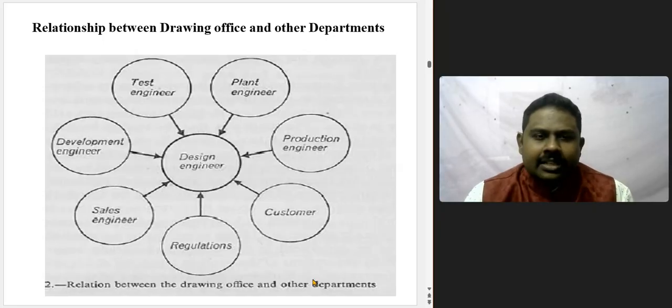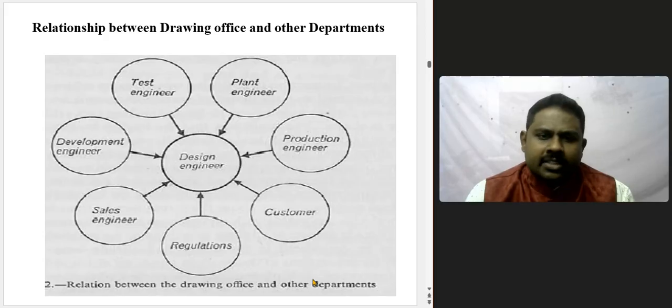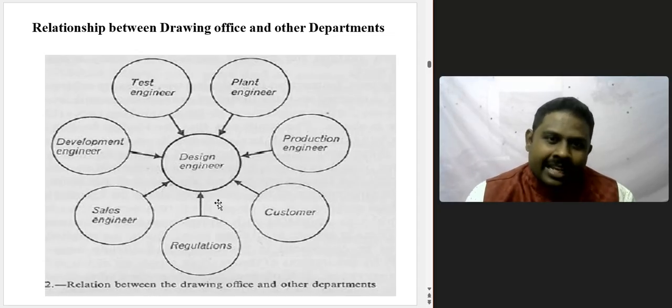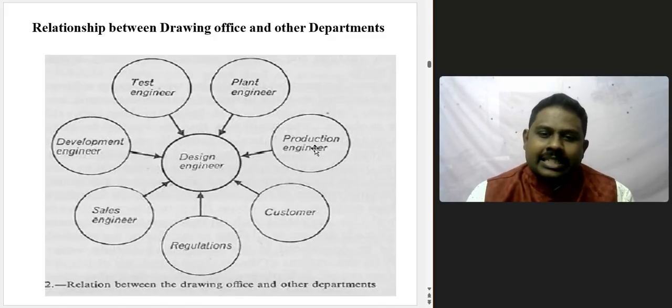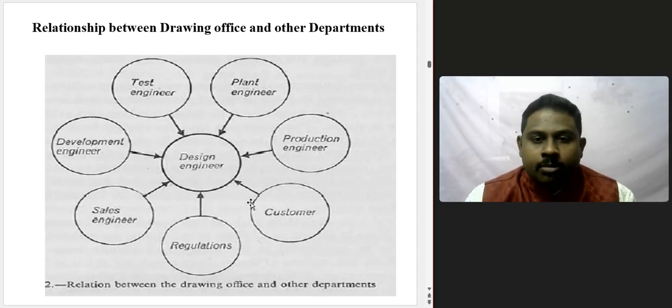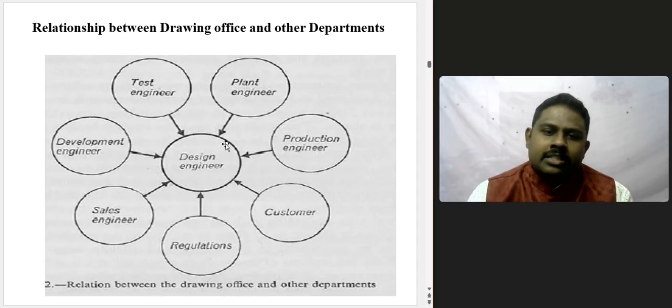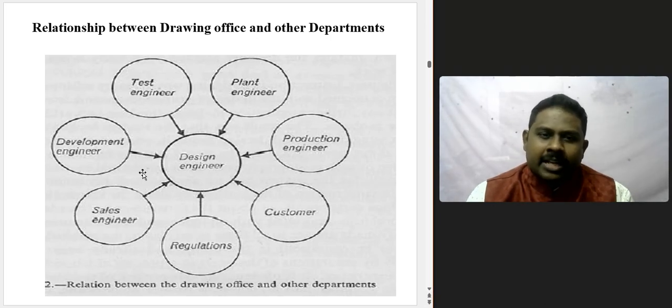Next, this is the entire drawing office and other departments. So we should be very careful. The design engineer is the one who is sitting in the center of all things. He is the one who is going to take care of the drawing office and other departments. For example, it starts from the customer. The customer is the first who is going to ask the design engineer about the progress. Next, the production engineer, because the design engineer is going to give the drawing to the production house, and from that any changes or any dimension requirement he will ask them.